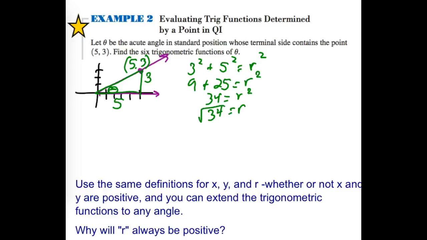Do I need the plus minus in front of that? Why not? Okay. Doesn't matter which quadrant we're in. R is measured a distance, right? So it's always going to be that positive value. Okay.